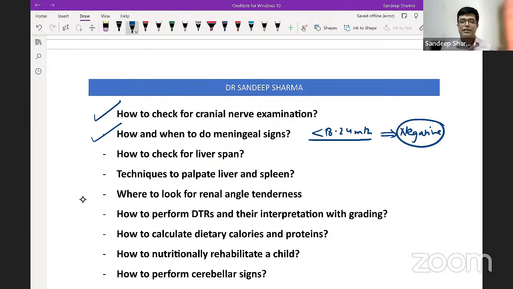Nuchal rigidity, in a sitting position, ask the child to touch his chin to the chest. Kernig and Brudzinski signs are done in a lying down child. In one, you lift the neck of the child, in the other, you lift the leg of the child. Where you are lifting the leg, where you are lifting the neck, you need to be thorough.